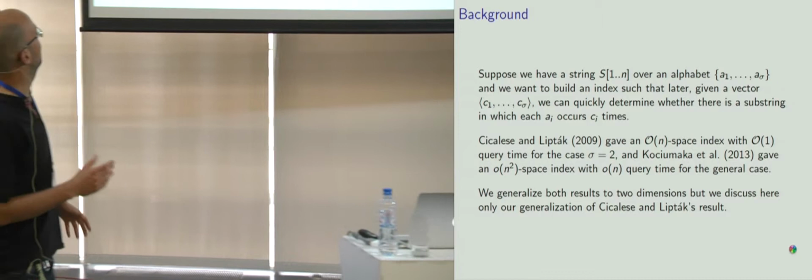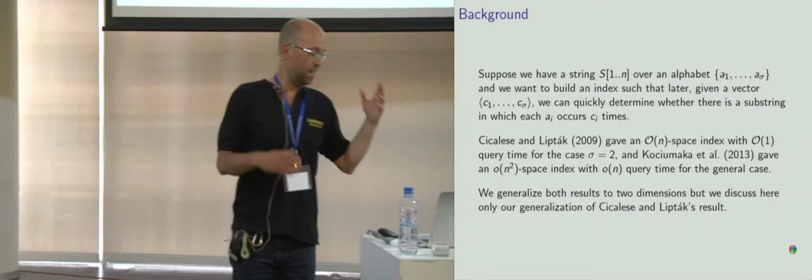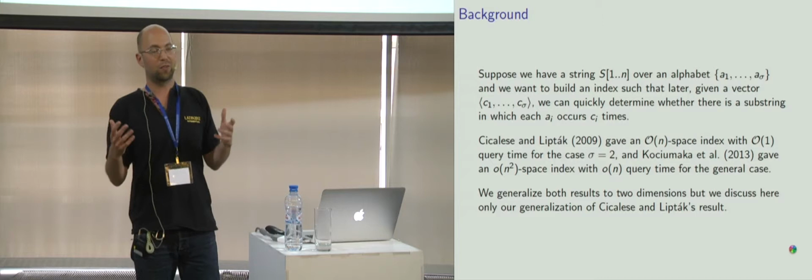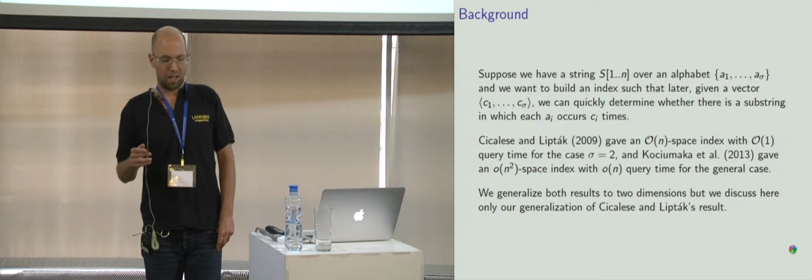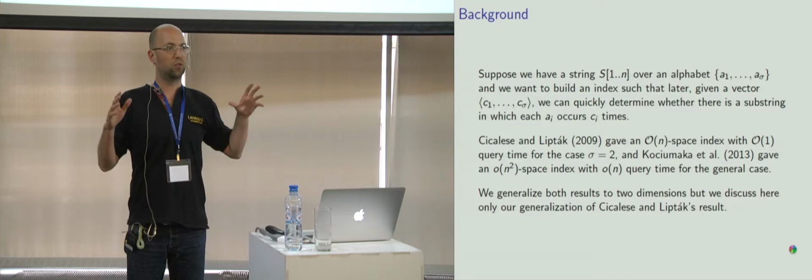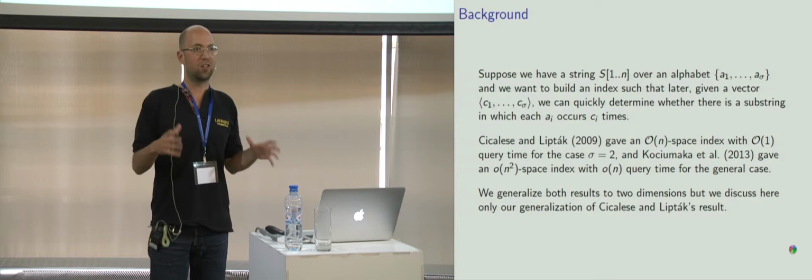Okay, so suppose you have a string S over an alphabet of sigma characters. You want to build an index such that later you're given a vector of counts of characters. You can quickly determine whether there is a substring that has the right number of each character, right? Okay. So this goes back in our community to like 2004, and there's been sort of a cottage industry in this problem. Lots of the people are here too.